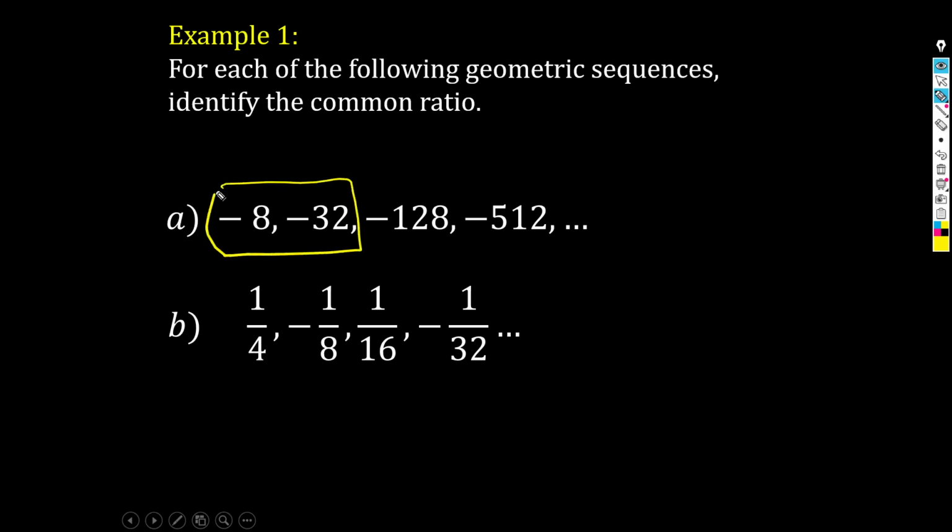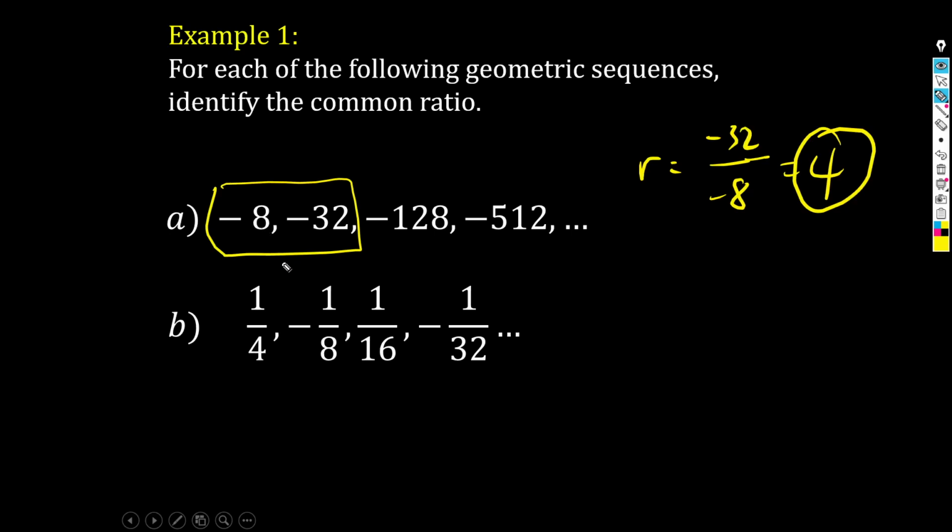Let's start with the easier pair here. So r for the first one is negative 32 over negative 8. That's a 4. Very simple. So the common ratio for the first one is 4.